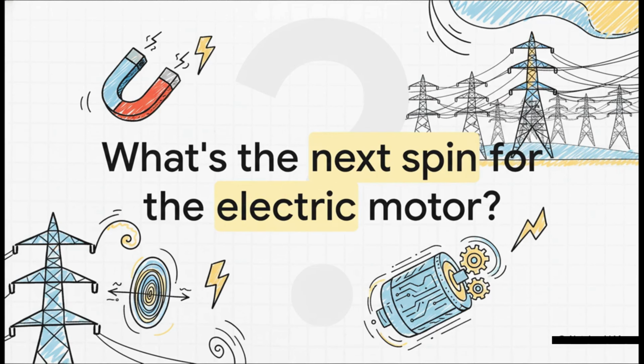And just like that, we've gone full circle. We started with Faraday just moving a magnet inside a coil of wire, and we've ended up with a smart, integrated motor with its own brain. It really makes you wonder, what's the next spin in this amazing story of electricity?